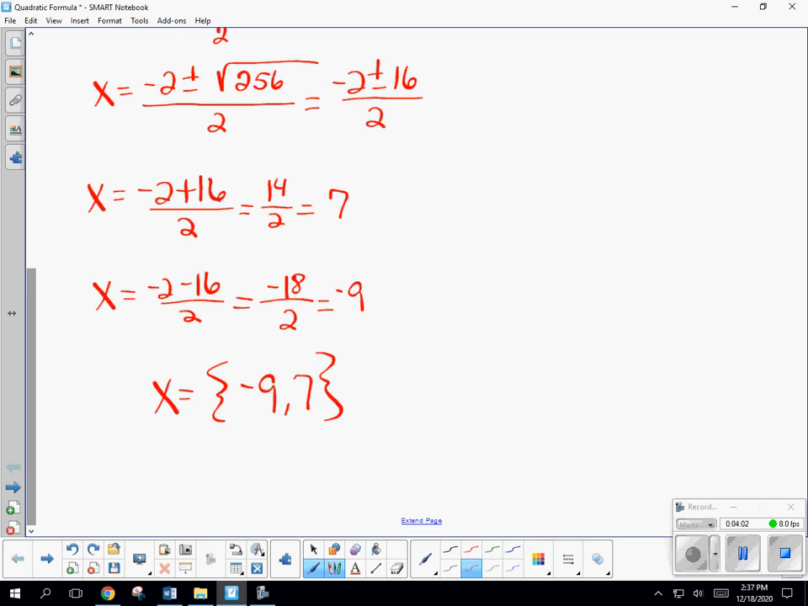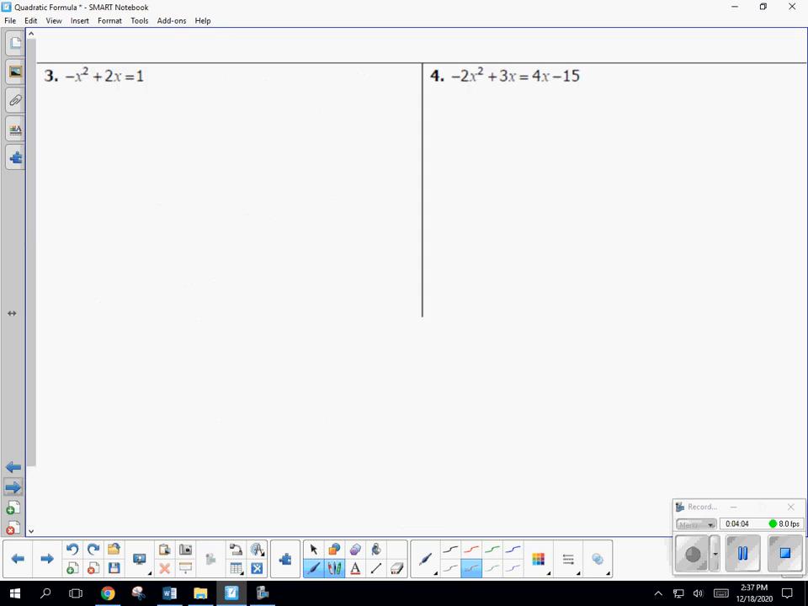All right, let's take a look at number 3 now. We have negative x squared plus 2x equals 1. Remember, our first step is to get it in standard form. We need to take this 1 and move it to the other side of the equal sign. So we have negative x squared plus 2x minus 1 equals 0. Put this up here. Our a value is a negative 1. Our b value is a 2, and our c value is negative 1 also.